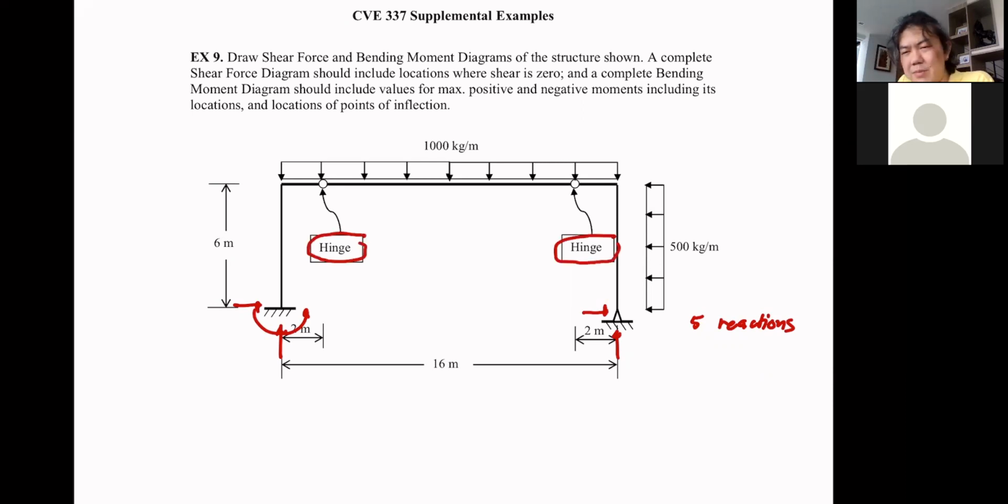So when you have the hinge, I believe you have covered this with Ajahn Chulapot before. It's the same concept. The hinge tells you that the moment at that particular location is equal to 0. So in another term, we know the locations where the moment is 0. Now we know 2 locations where the moment is 0, so we have 2 extra equations.